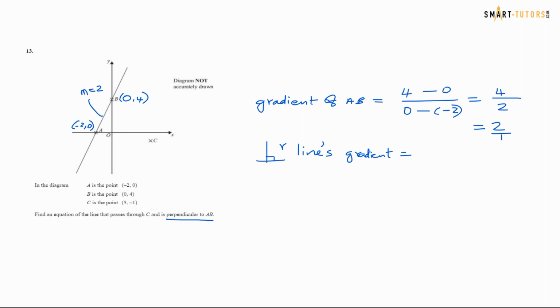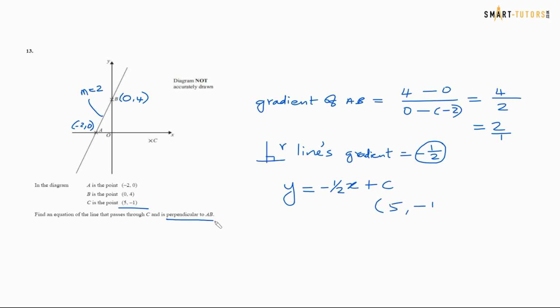So if you flip 1 upon 2, you need to put the negative. So that is the gradient of the line perpendicular to AB. If I put that as an equation of the line format, y equals mx, m is the gradient, so y equals minus half x plus c. To find out the c, the line is passing through 5 comma minus 1.